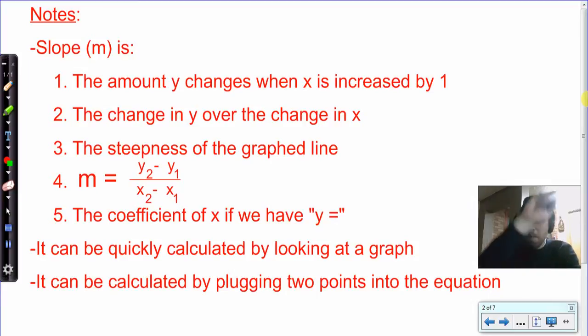Does it go up? That would be positive. Does it go down? That would be negative. Does it go up a little bit? That would be a tiny slope. Does it go down a whole lot? That would be a really, really negative slope. So it's the amount y changes whenever x is increased by 1.